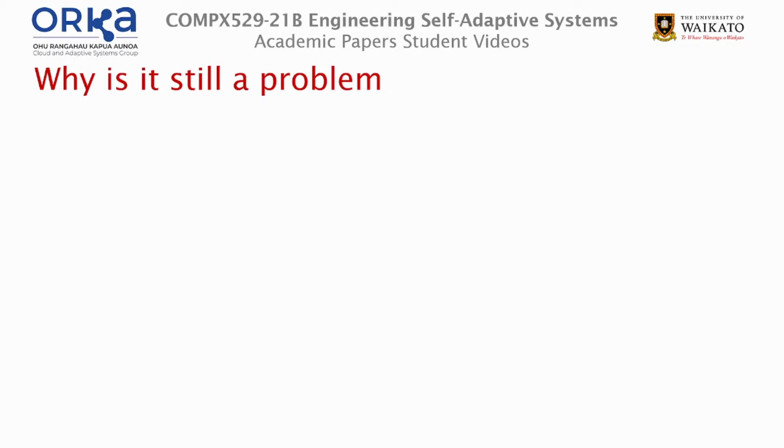Why is there still a problem? Well, current approaches consider ways of modeling and reasoning about uncertainty in order to better predict and consequently react to it, which is certainly beneficial. And while this uncertainty modeling certainly improves self-adaptive systems overall, there's still room for improvement.